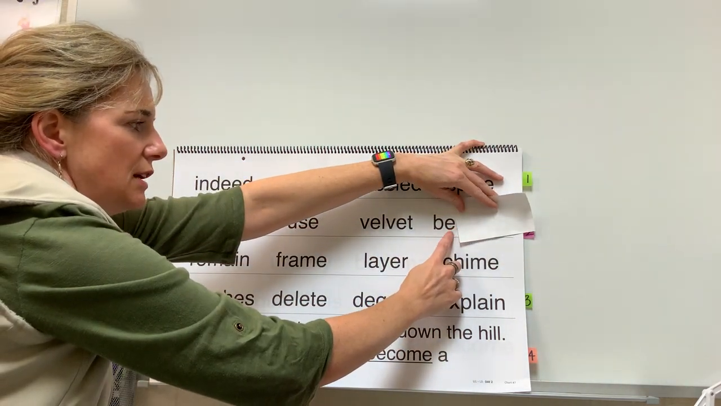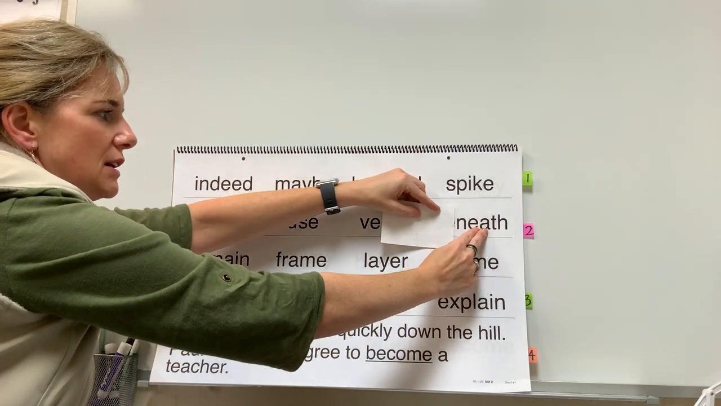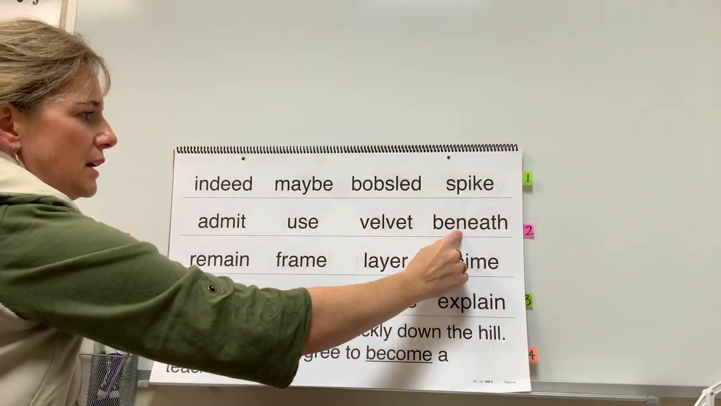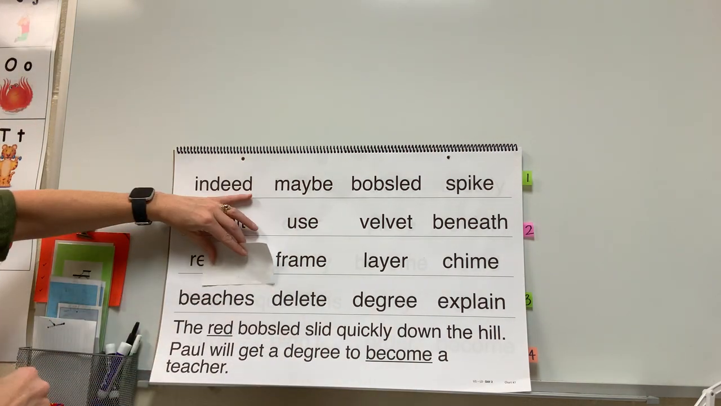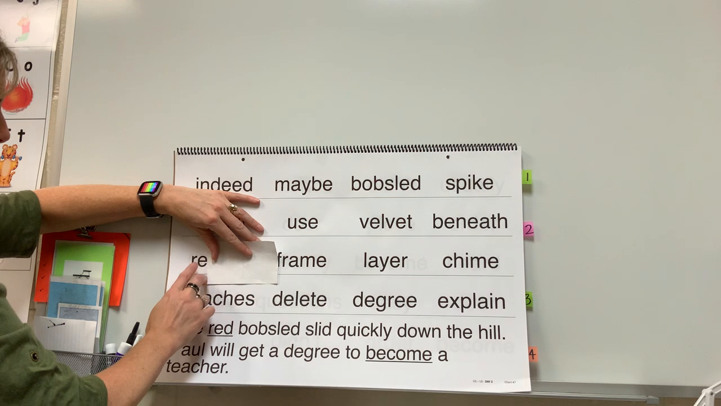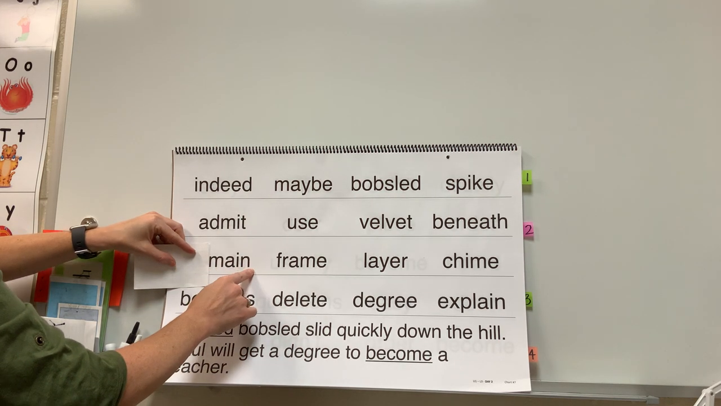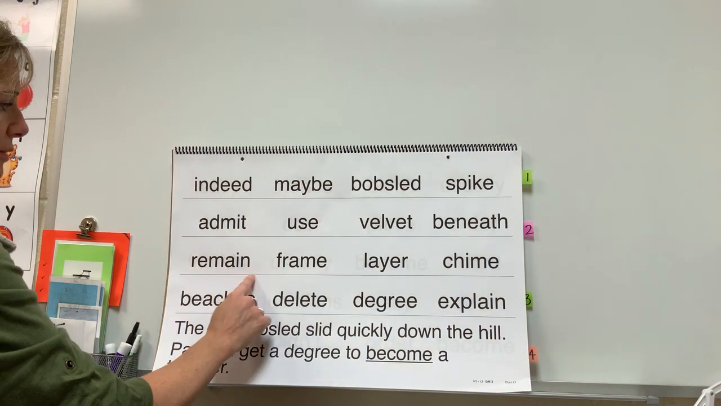Sound, e. Syllable, be. Sound, e. Syllable, neath. Blend, be, neath. Word, beneath. This is an open syllable, so this is the long E. Sound, E, syllable, re. Sound, A, syllable, main. Blend, re, main. Word, remain.